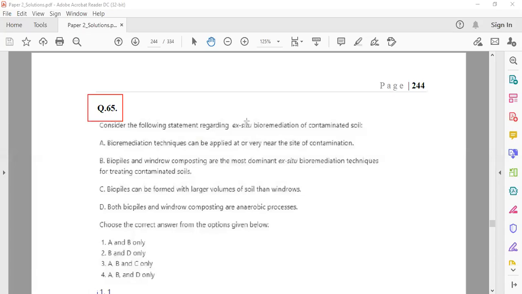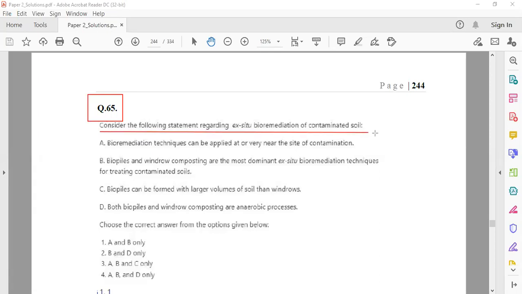So this is also a very easy question. Yesterday we were talking about bioremediation, under which we talked about phytoremediation. And now this is a very good question about the same. So consider the following statements regarding ex situ bioremediation of contaminated soil.